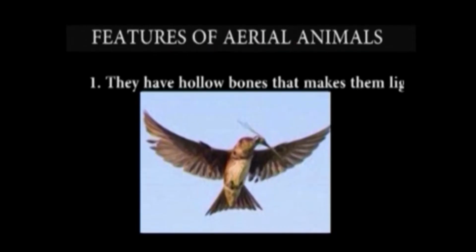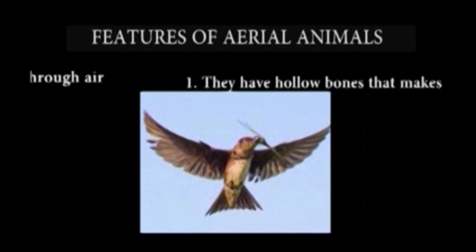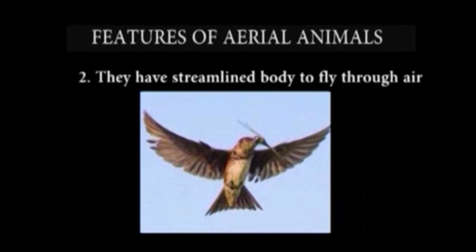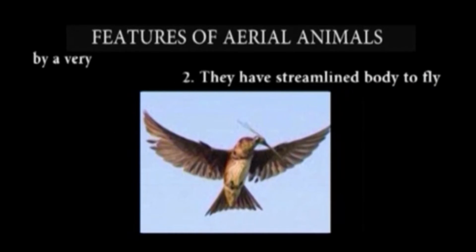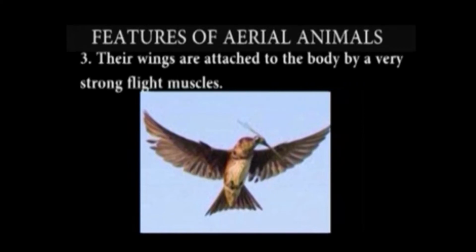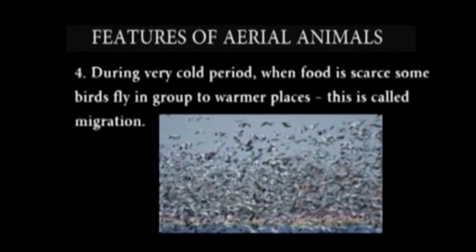1. They have hollow bones that make them light. 2. They have streamlined body to fly through air. 3. Their wings are attached to the body by very strong flight muscles. 4. During very cold period, when food is scarce, some birds fly in group to warmer places. This is called migration.